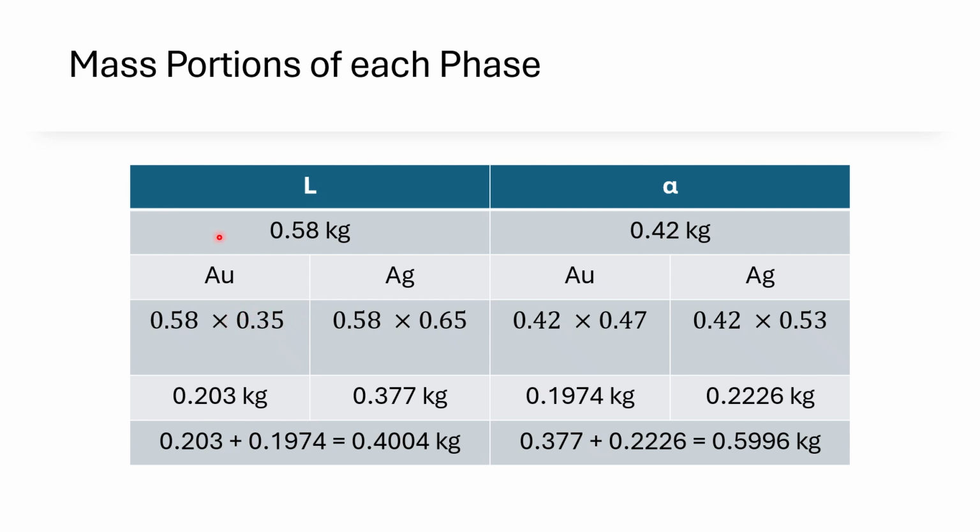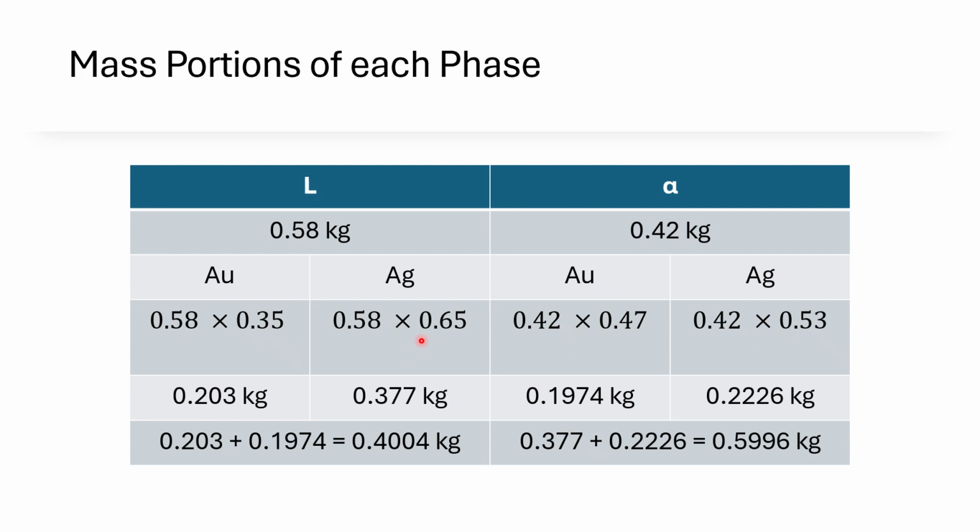Going through this chart that we have here, first we'll start with gold. You start with 0.58 kilograms for gold and silver, because that is what you have for liquid. Then your percentage of liquid gold, in this case, is going to be 0.35, because that was the concentration of liquid gold we got on the tie line when you move left to the liquidus. We're going to multiply those two together, and you're going to get 0.203 kilograms. And then the same thing is going to happen for silver, except it's going to be the opposite. You're going to have 0.65 of silver.